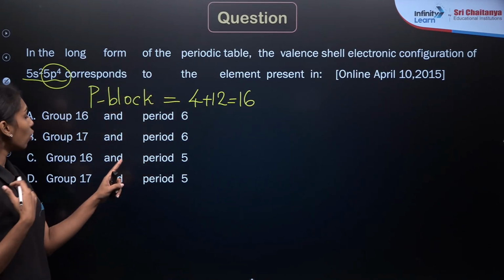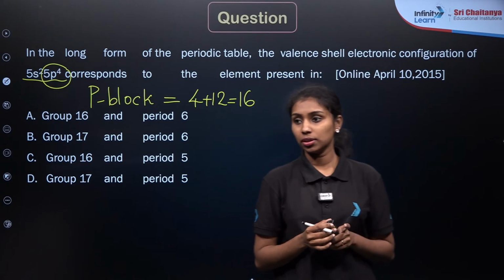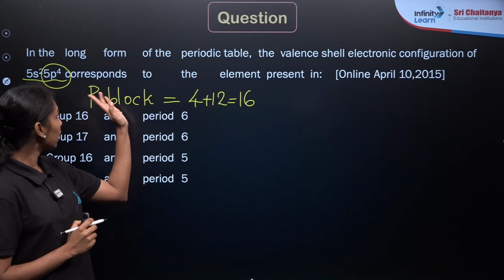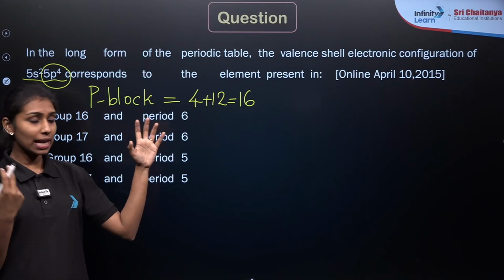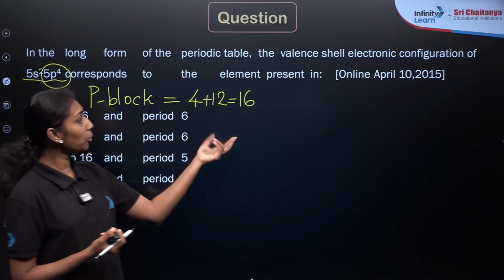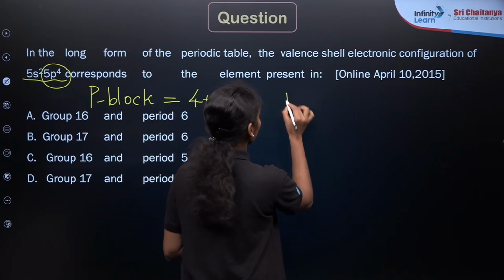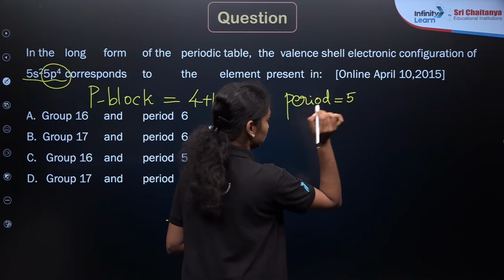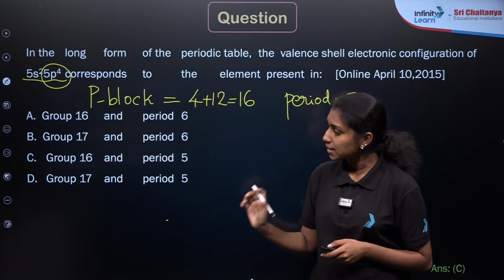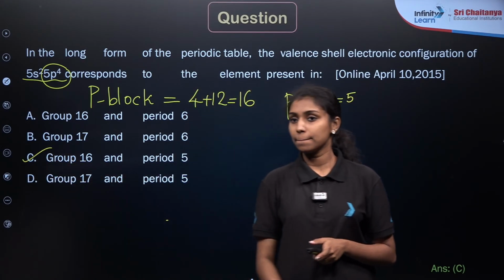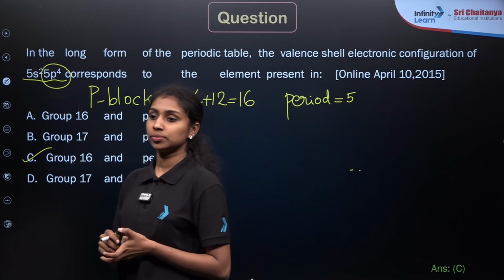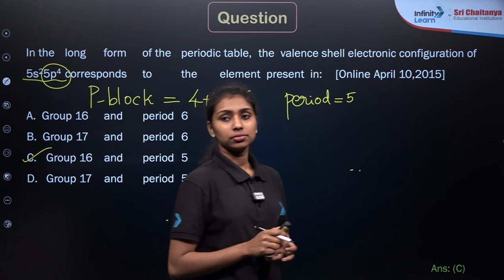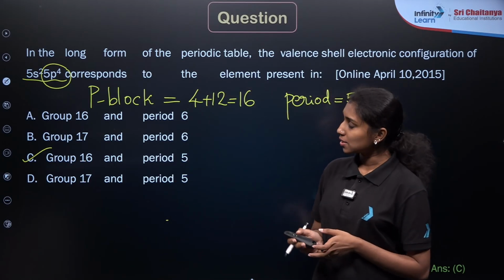Group 16 element. Now how can we predict the period number? Here it is the number of shells. Here 5s2 5p4, which means the maximum n value here is 5. So the period is equal to 5 here. Which means option C will be the correct answer, group 16 and period 5. Okay, I hope you understand.